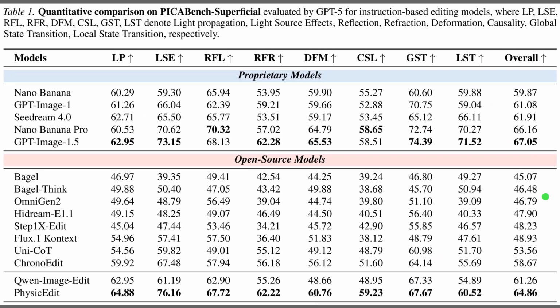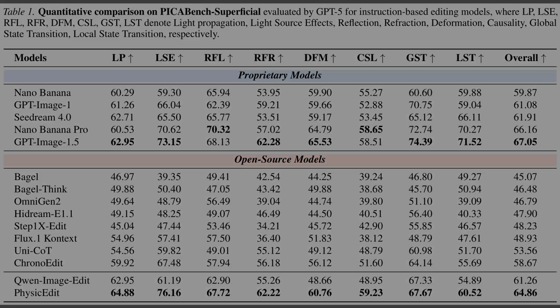With the architecture defined, Table 1 reveals the quantitative performance on PicoBench. The top section lists proprietary giants like GPT Image 1.5, while the bottom focuses on open-source models. Crucially, if you look at the final 2 rows, PhysicEdit achieves an overall score of roughly 65, beating its backbone, Qwen ImageEdit, by nearly 4 points. The gains are even starker in complex dynamics. For instance, light source effects, shown in the LSE column, surge from 61 to 76, confirming the model's superior grasp of physical changes.